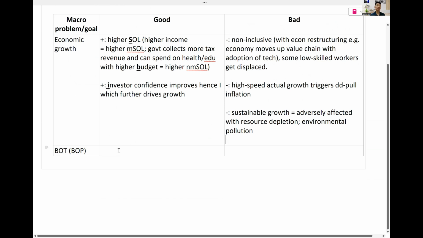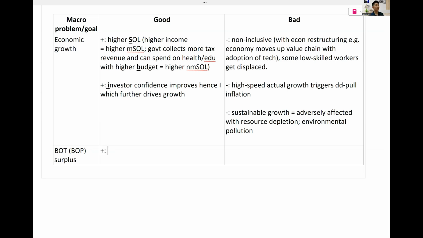So first, why is a BOT or BOP surplus desirable? Why is it good to have a BOT surplus? In fact, you know, the next likely president of the United States, Donald Trump, is a fan of BOT surpluses. So countries that are running a BOT surplus with the US, which means US have a deficit with them, they are a bit jittery now. Okay?